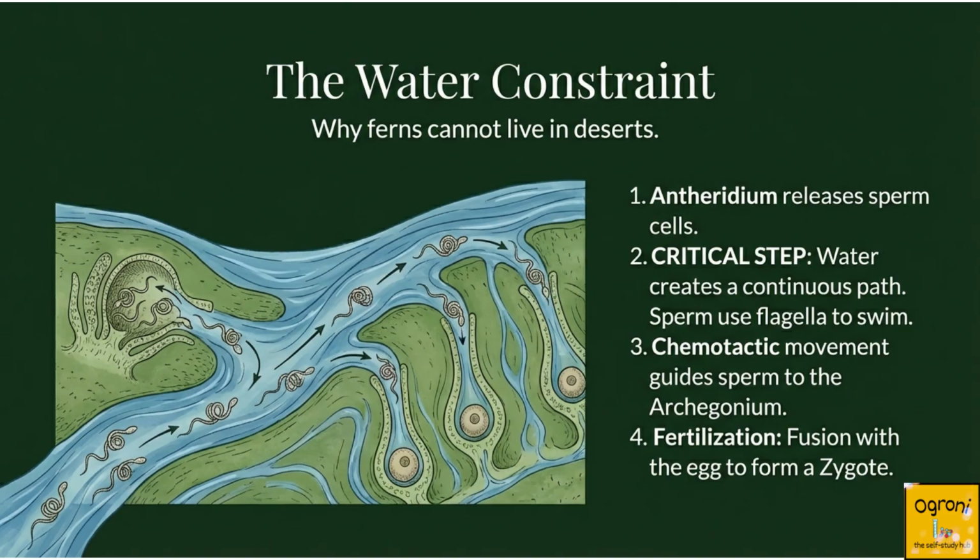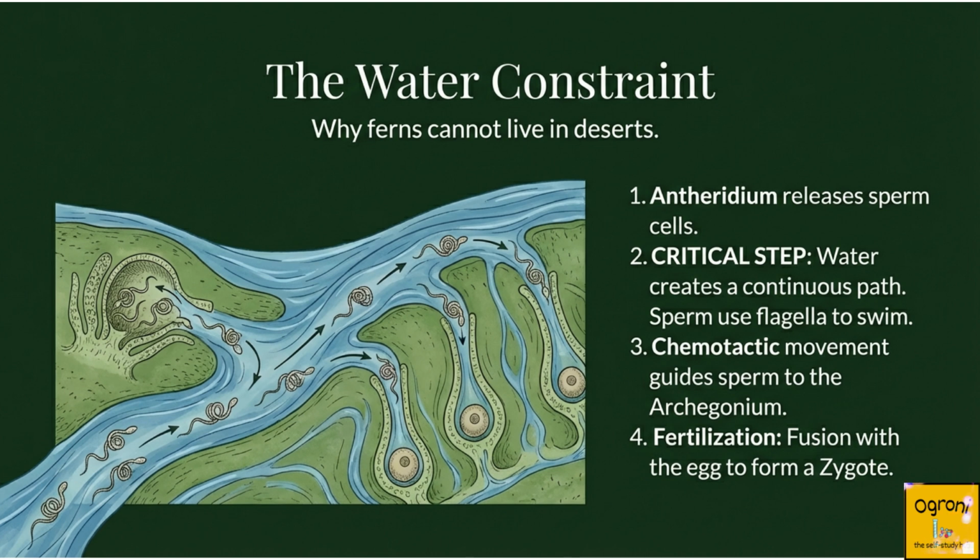Like bryophytes, pteridophytes also need water for fertilization. When there is adequate water, antheridium releases the sperm cells. The sperm cells swim through the water using flagella. These sperms are attracted towards the archegonium because of the chemicals released from it, which is also called chemotactic movement.